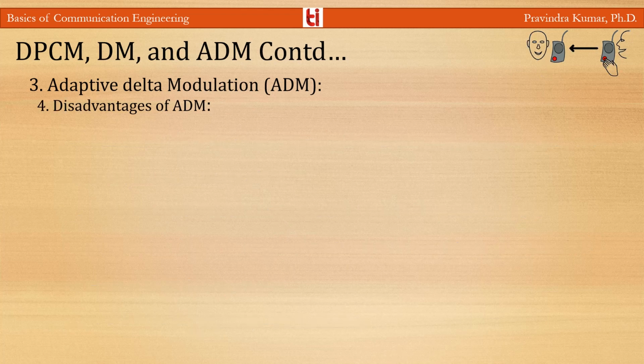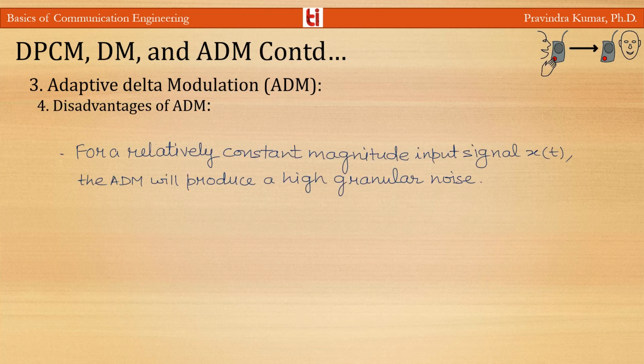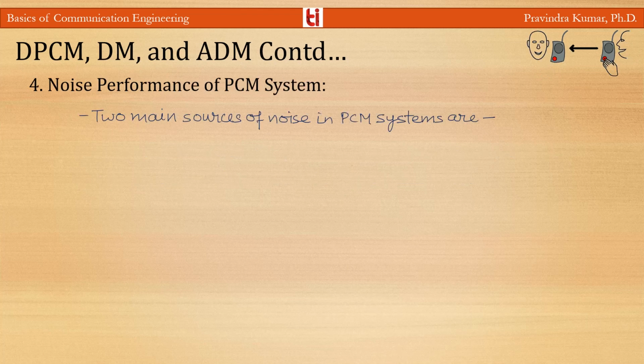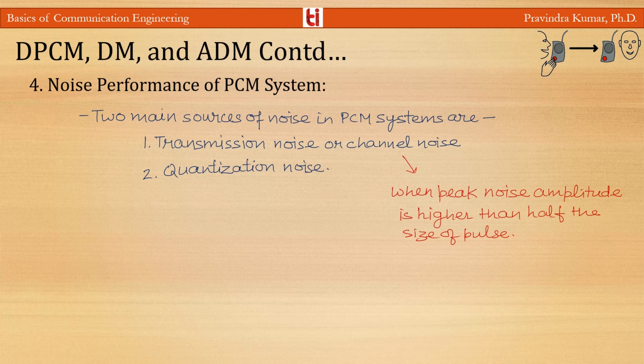And in disadvantage, you can say, for a relatively constant magnitude input signal x(t), the ADM will provide a high granular noise. Now, noise performance of PCM system. The two main sources of noise in PCM system are transmission noise or channel noise, and quantization noise. The transmission noise or channel noise occurs when the peak noise amplitude is higher than half the size of the pulse. Due to this, the bit error will occur.